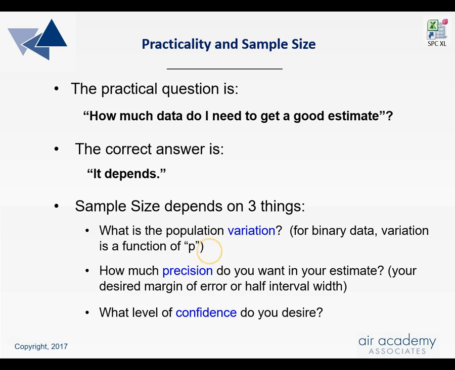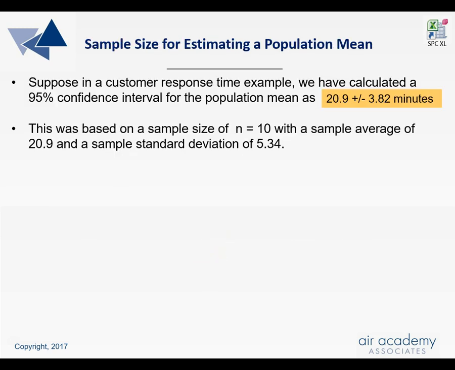And so let's take an example here for estimating a population mean. Suppose in a customer response time example, we have calculated a 95% confidence interval for the population mean as 20.9 minutes plus or minus 3.82 minutes. This was based on a sample size of 10 with a sample average of 20.9 and a sample standard deviation of 5.34.